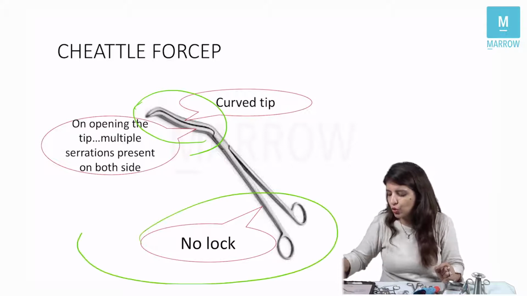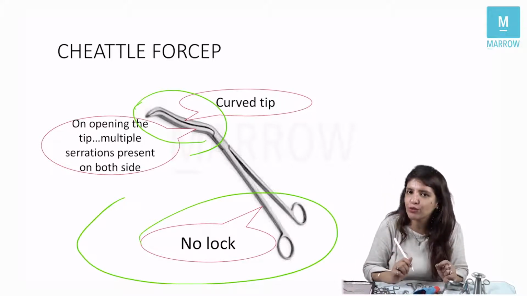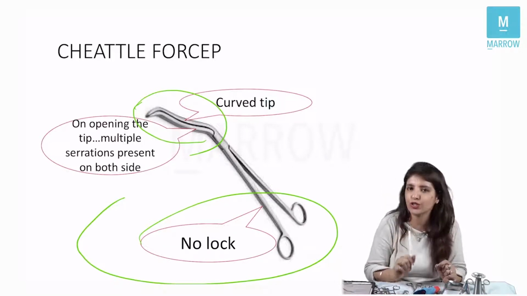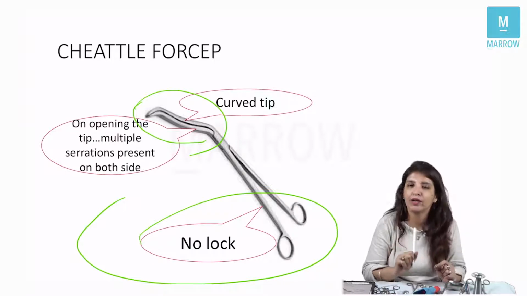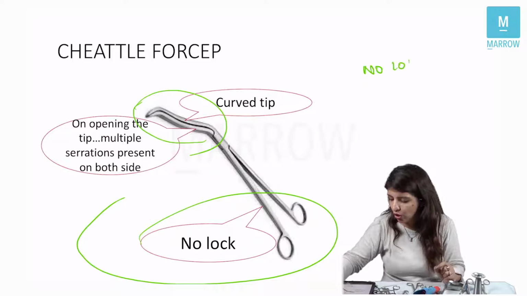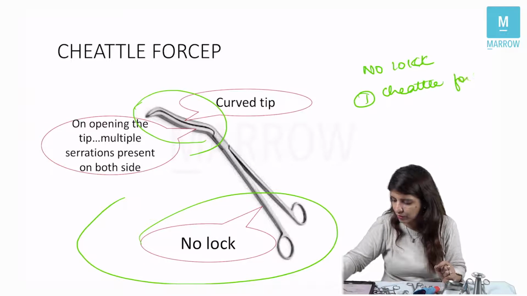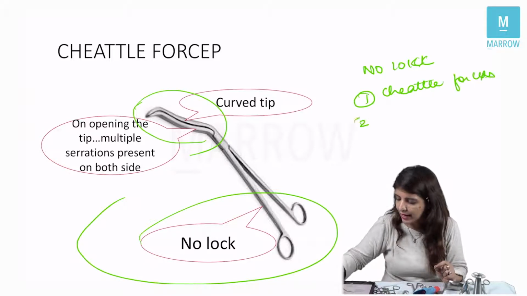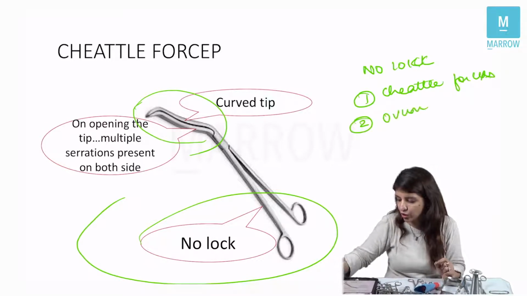And there is no lock. As I told you, I'm going to tell you 2 forceps which don't have a lock. One of them is a Cheatle forceps, so no lock. One is Cheatle forceps and the other is ovum forceps.